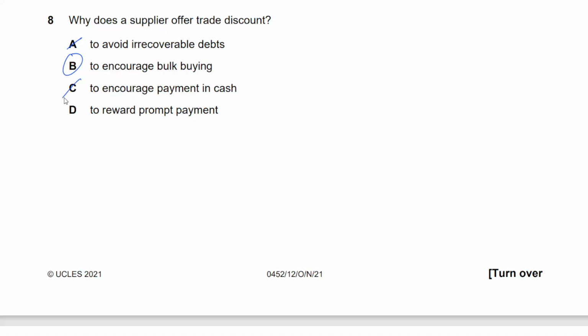To encourage payment in cash, no, you never have to really encourage payment in cash to anyone. They can pay through check if they want. Even cash discount does not mean they're paying in cash. They can pay using check, right? It's about how quickly they pay, not the method of payment. To reward prompt payment, again, this is nothing. Option C means nothing. Option A and D are related to cash discount, and B is about trade discount.